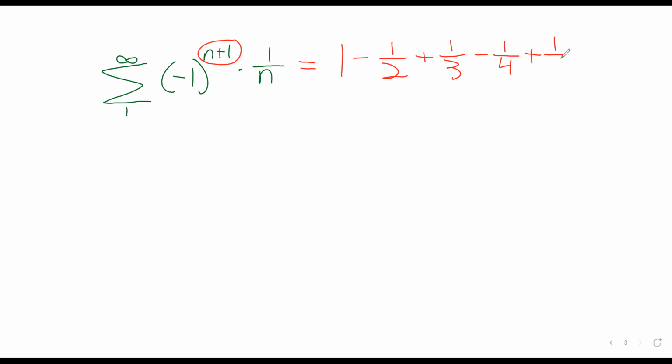Let's go from 1 to infinity, -1 to the n plus 1 times 1 over n. This is called the alternating harmonic series for reasons that might be kind of obvious. 1 over n is the harmonic series, and that -1 term is causing it to alternate. And again, the only reason we have an n plus 1 here is because traditionally the alternating series starts with +1 and then alternates like so.